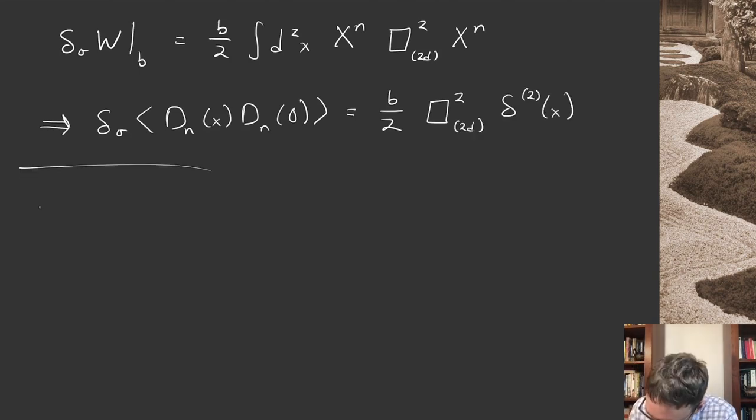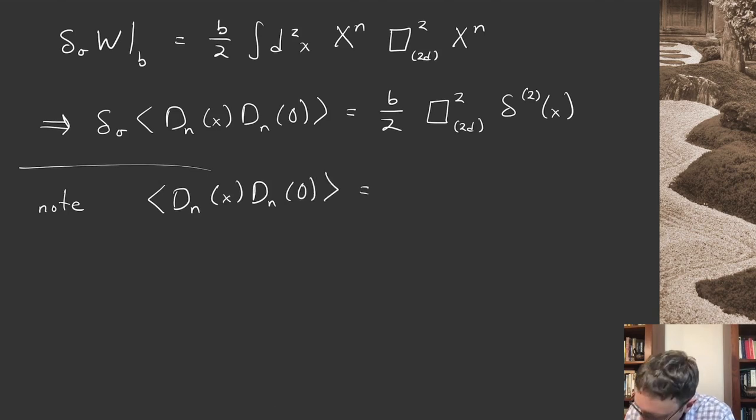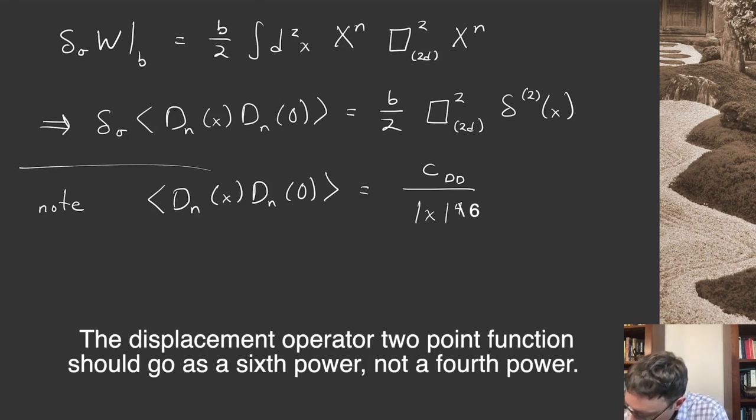Almost there. Now, I note the following thing about the displacement operator in a Weyl invariant or a conformally invariant theory, that it's determined by the symmetries. So here I'm basically in half of flat space. It's determined by conformal symmetries to be a number divided by the distance between the insertions to the fourth power. This is fixed by conformal invariance.